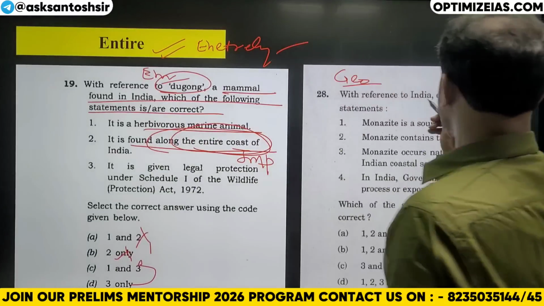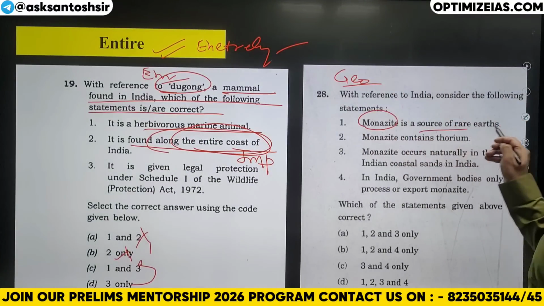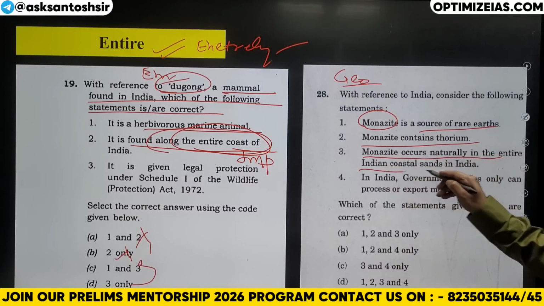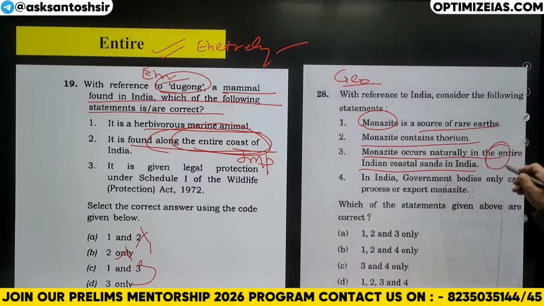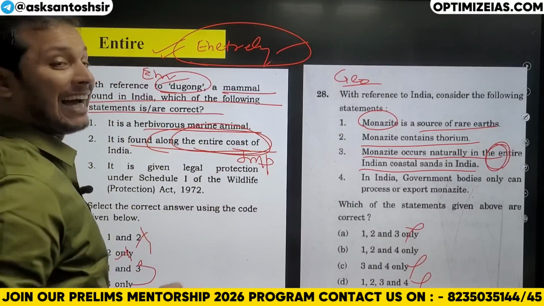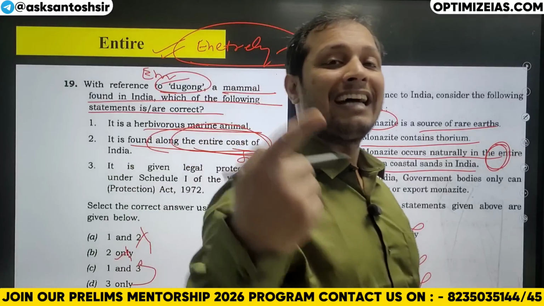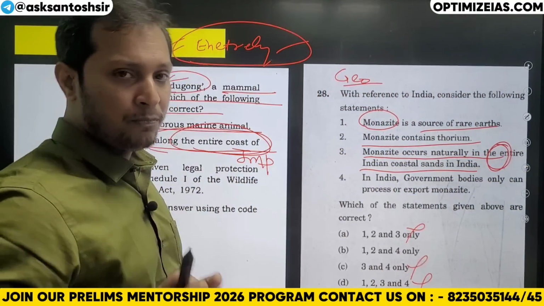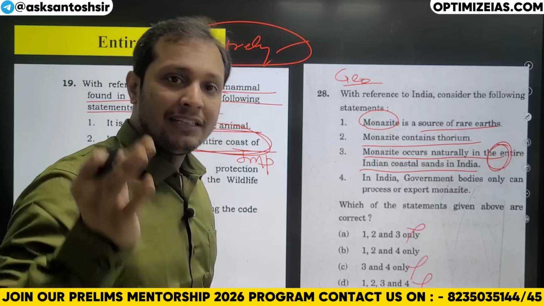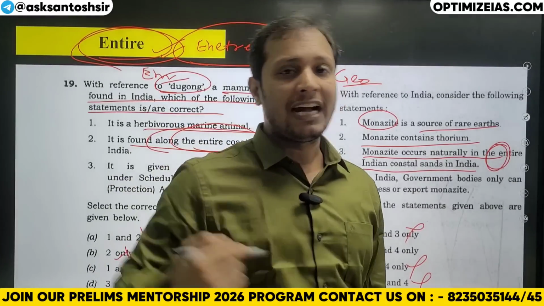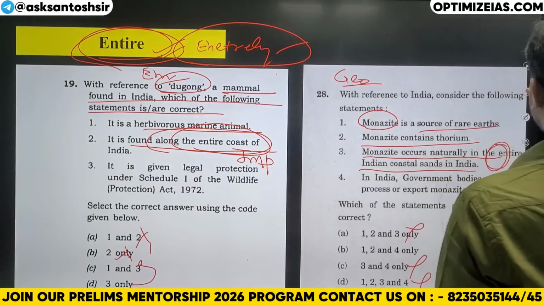Again, you can see with reference to India, consider the following. Monazite is a source of rare earth. Monazite contains thorium. Monazite occurs naturally in the entire Indian coast. Again, "entire". Remove 3. So you can see whenever you come across the word "entire" or "entirely", eliminate that. I hope most of you are making notes and mentioning all these keywords. Please mention all these keywords. This is a very good compilation which I have prepared for you. Please keep taking notes.